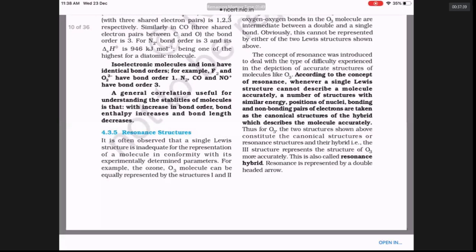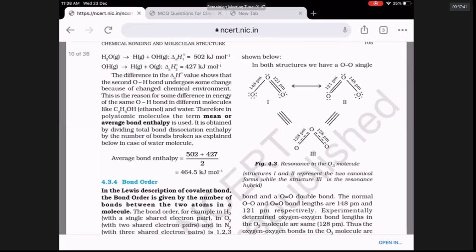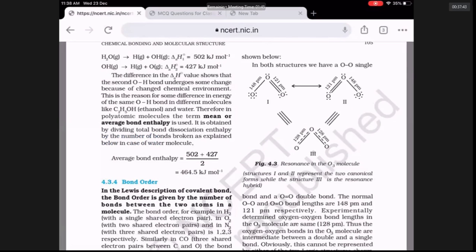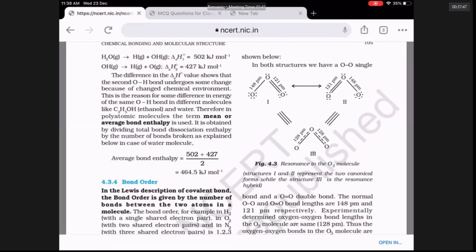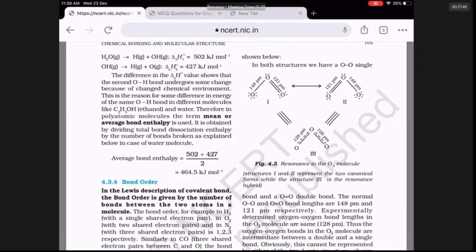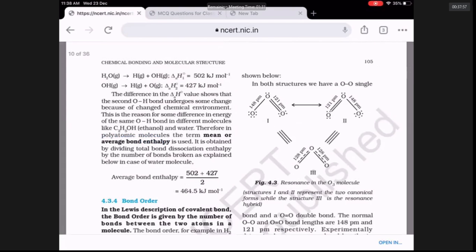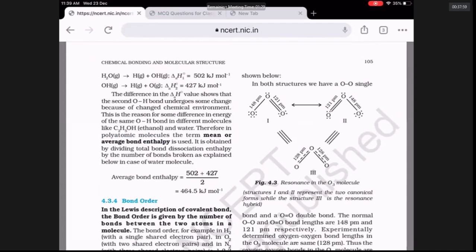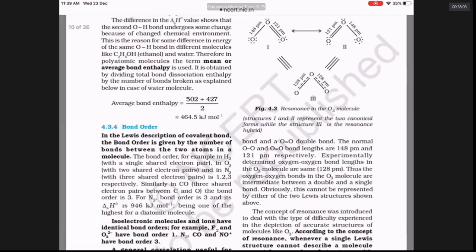If it is not possible to write a molecule with a single structure, we write several possible structures. Like in ozone, we wrote 2 possible structures. The real structure is a hybrid of all possible structures. That is called resonance. Each form is called a resonance canonical form. They don't have real existence. The real molecule is a hybrid of all these canonical forms. Due to resonance, the molecule gets extraordinary stability.